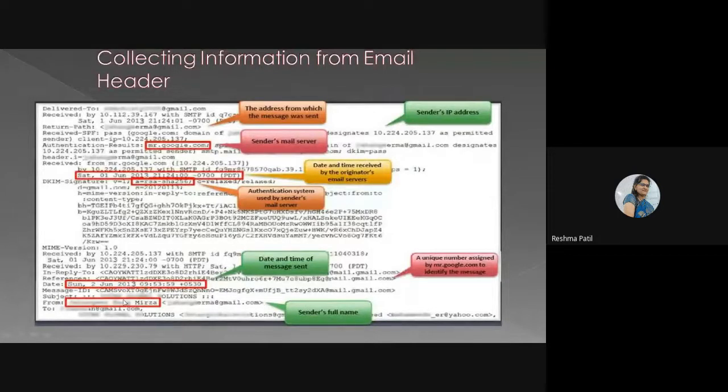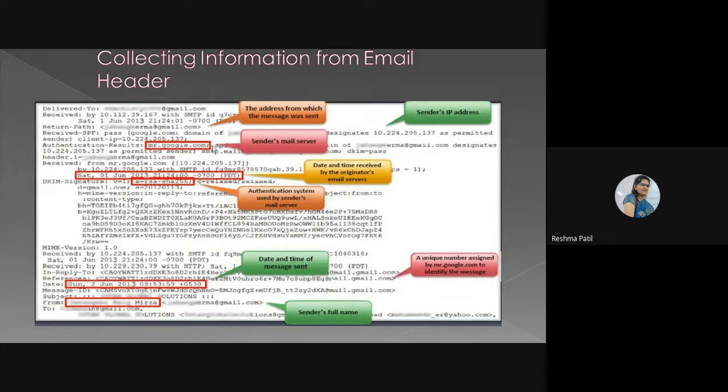The sender's full name will be received from here. The unique number assigned by google.com to identify the message is mentioned here. Then the sender's IP address, from where he is sending, that IP address is assigned to that computer. So they will get the particular computer from which the mail was sent. This is the collection of information from the email header.